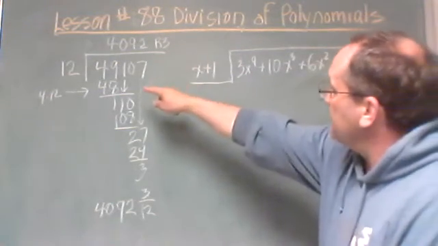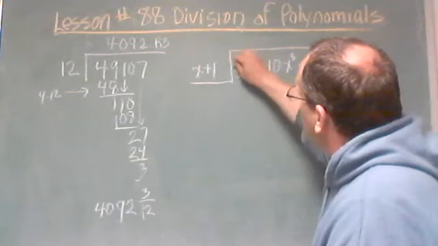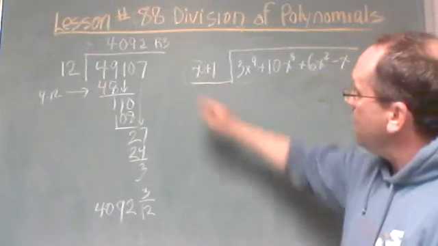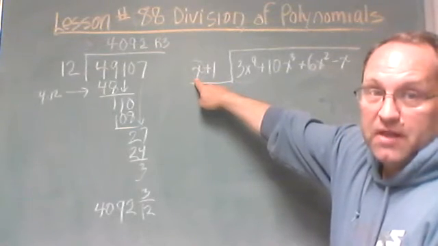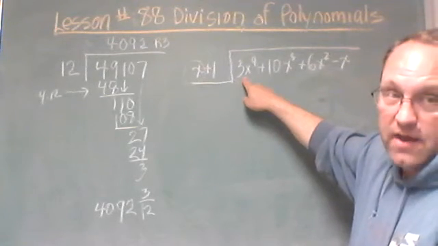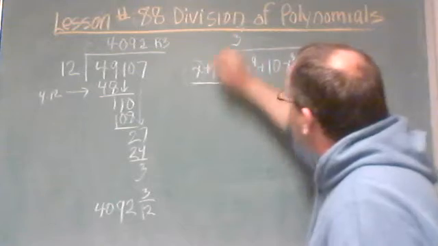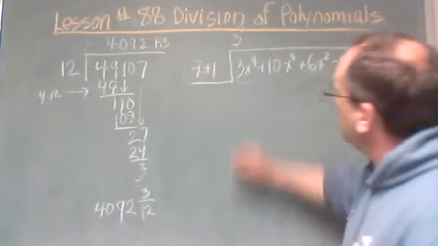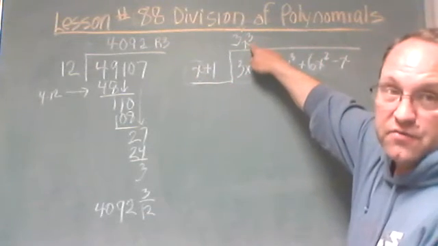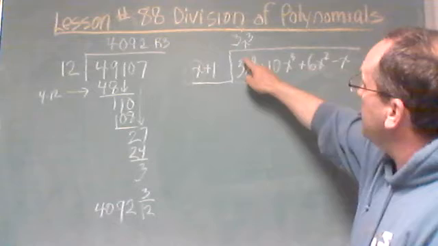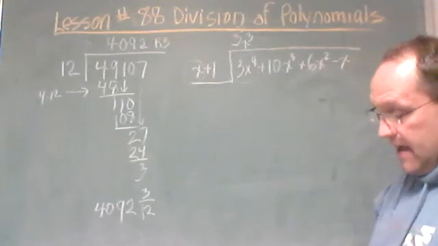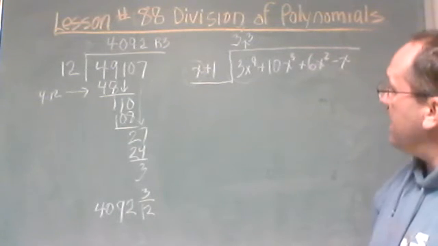Then it's the same drill. We look at the first terms only. What must x be multiplied by to get 3x to the 4th? Well, I need a 3, and I'm missing an x to the 3rd, because an x times x to the 3 will give me x to the 4th. Then I will have 3x to the 4th. Then I go ahead and I multiply that out.